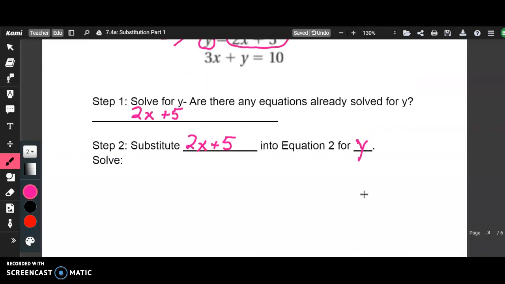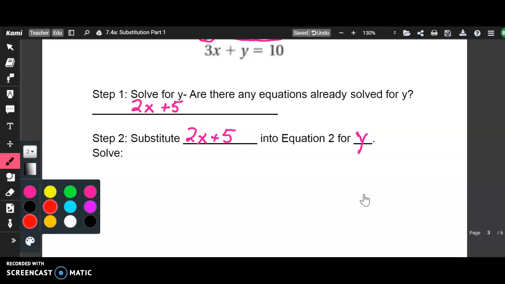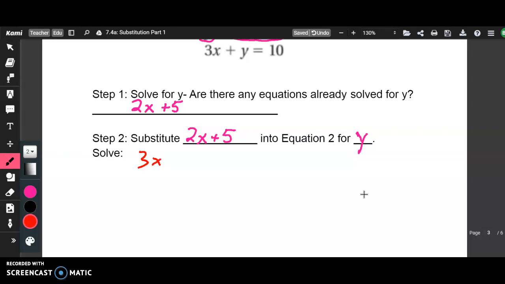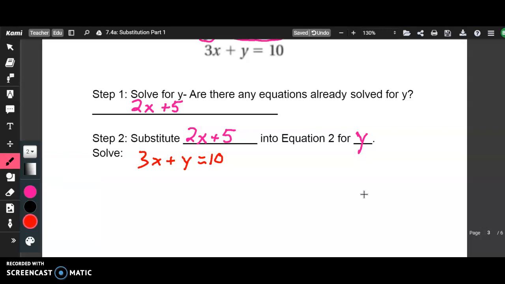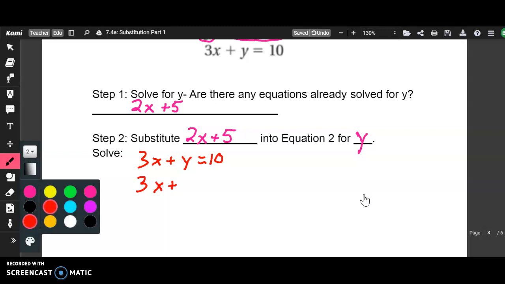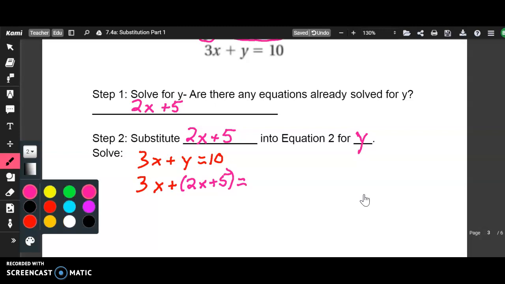So now they want us to do that. We're going to take our second equation, 3x plus y equals 10. We're going to take out y and put in 2x plus 5. So we'll have 3x plus, now we don't have any y anymore. The y is gone. We have 2x plus 5 equals 10.